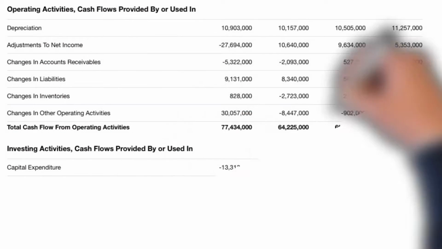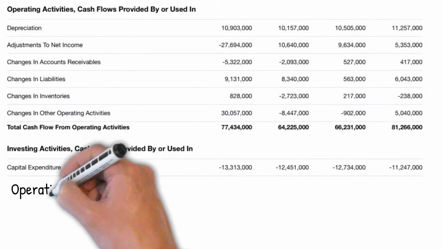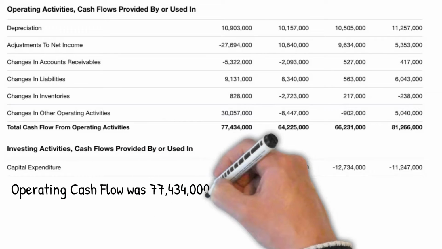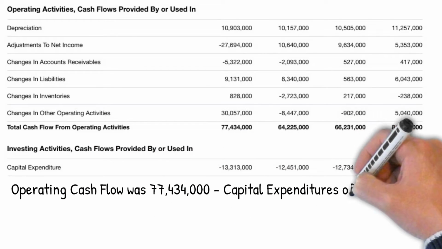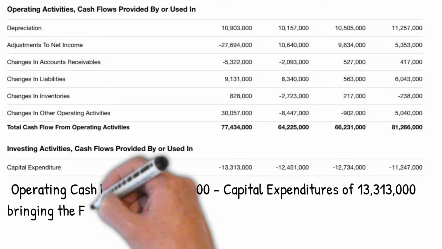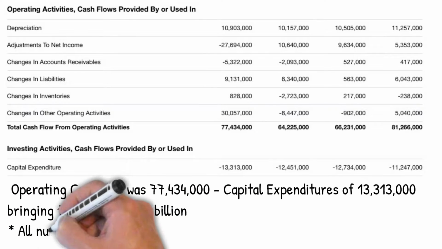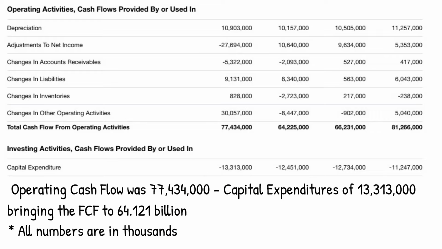Now let's look at Apple's 2018 cash flow statement. Operating cash flow was 77,434 billion minus capital expenditures of 13,313 billion, which equals about 64.121 billion of free cash flow.